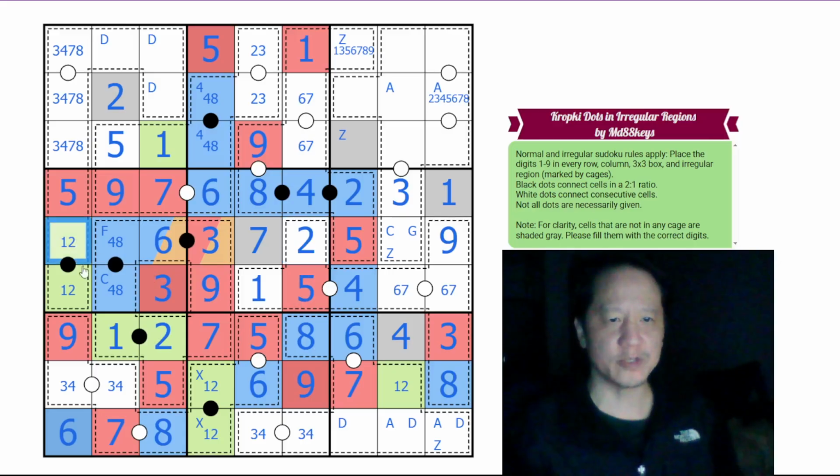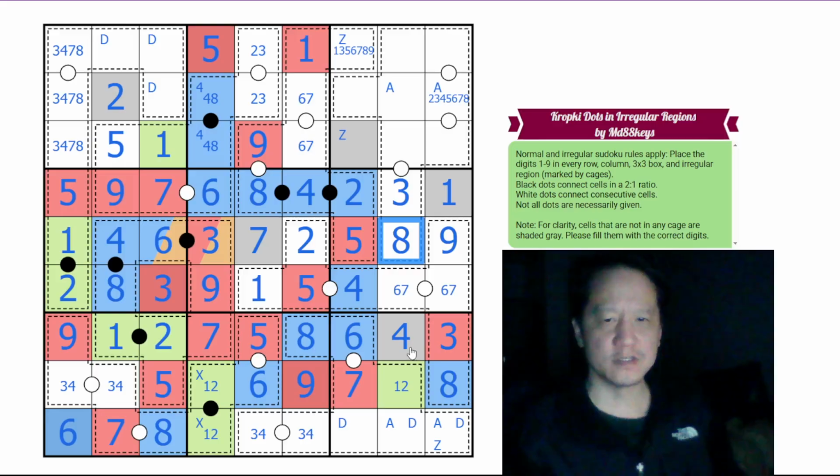That's 2, which eliminates 2 here, so that's 1 and 2. 4 eliminates 4 here, so it's 8 and 4. That leaves this digit as 8. This is 6 and 7 consecutive. That's 1 and 2. 2, 3 pair eliminates 3 in the rest of the column, so it's 4. This is 3.